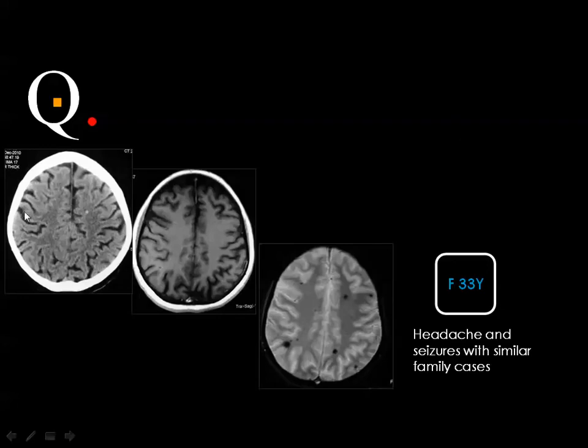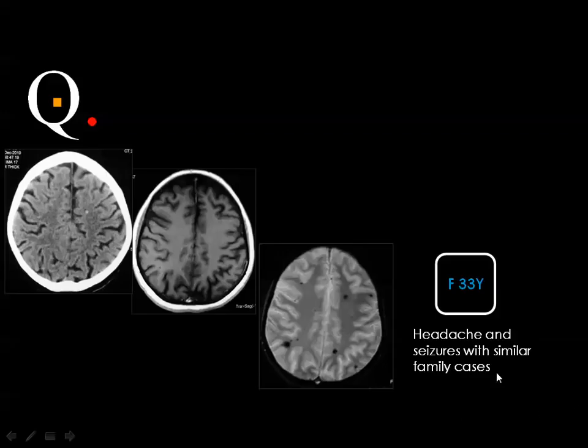CT, MRI T1, MRI T2 star or gradient image. Is there any history of trauma here? Yes. Few moments ago I said that diffuse axonal injury is not diagnosed without a frank history of trauma. Then if you do not have this very frank history of trauma, look for another diagnosis.